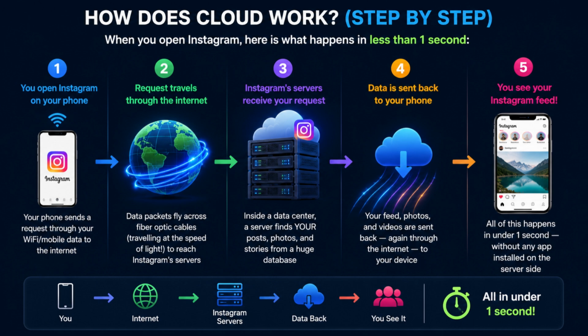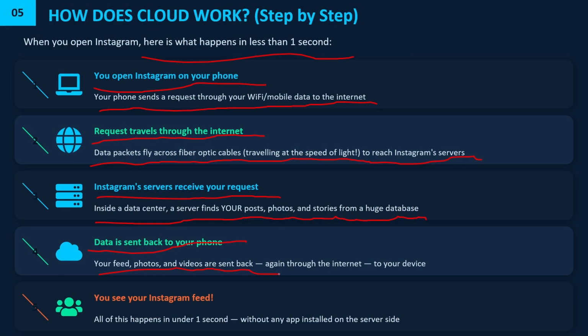The Instagram server receives your request. Inside a data center, a server finds your posts, photos and stories from a huge database. The data is sent back through the internet to your device, and you see your Instagram feed. All of this happens in under 1 second without any app installed on the server side.